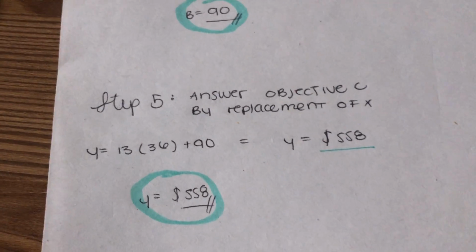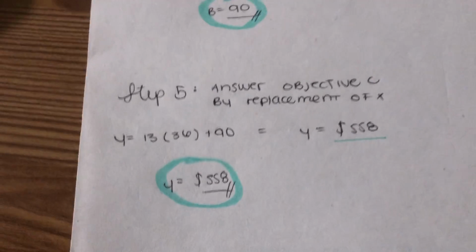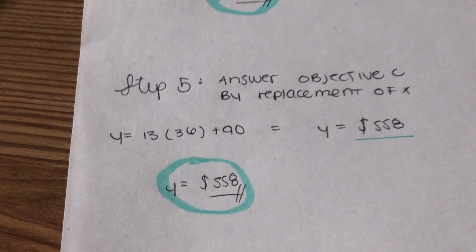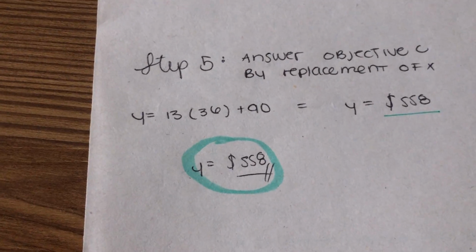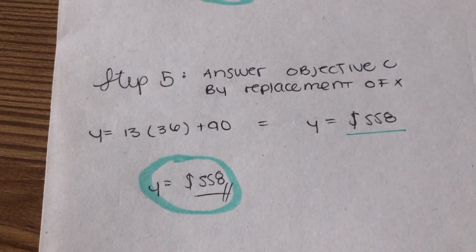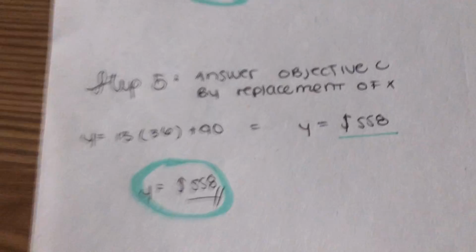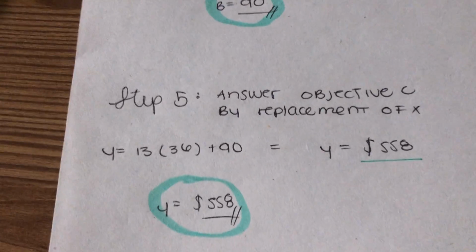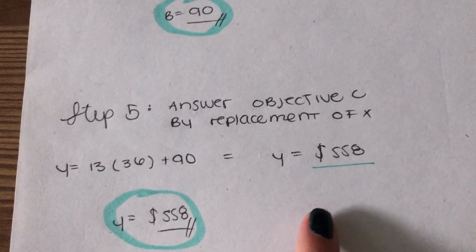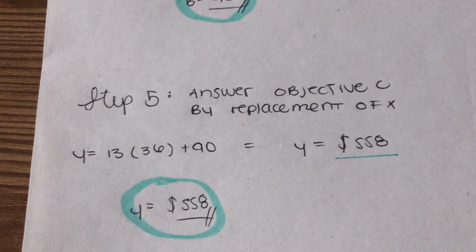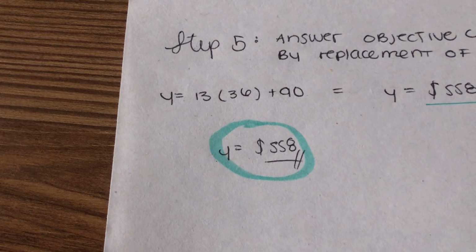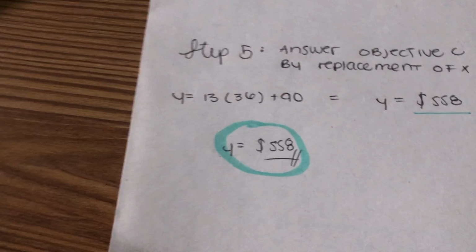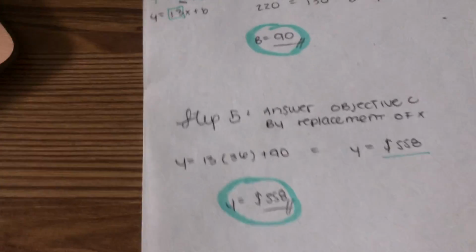Now step 5. Answer objective C by replacement of x. Now that we have all the values of the formula, we can replace x to find the last answer. y equals 13 times 36 plus 90. This 36 is the value that we replaced in the formula. And this equals $558. So our y is $558, which is the cost of manufacturing 36 chairs daily.